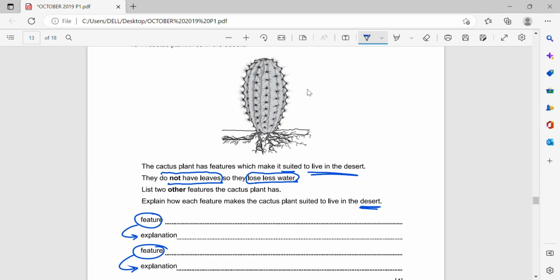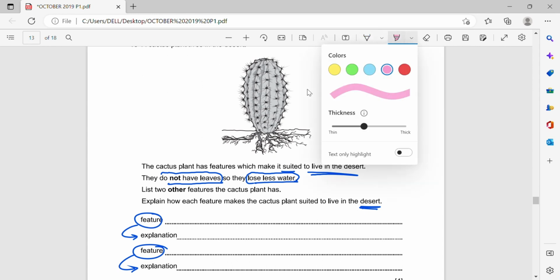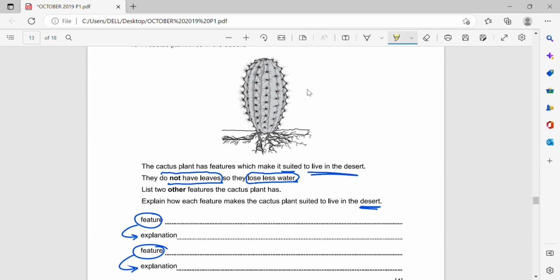Let's look at the cactus plant. We find something very characteristic. What about the roots? The roots are long and spread out. So the roots here are long and spread out. What does this do? It helps it to reach water or to absorb more water and nutrients. So this is the first feature. What is the second feature? We said they don't have leaves. They have the spines. These are called spines. Okay.